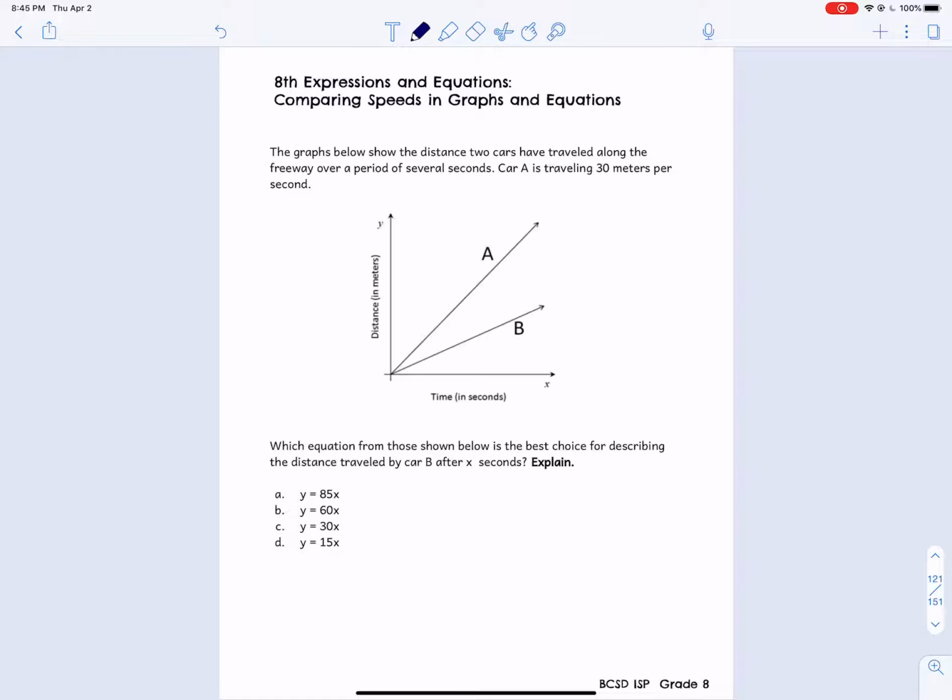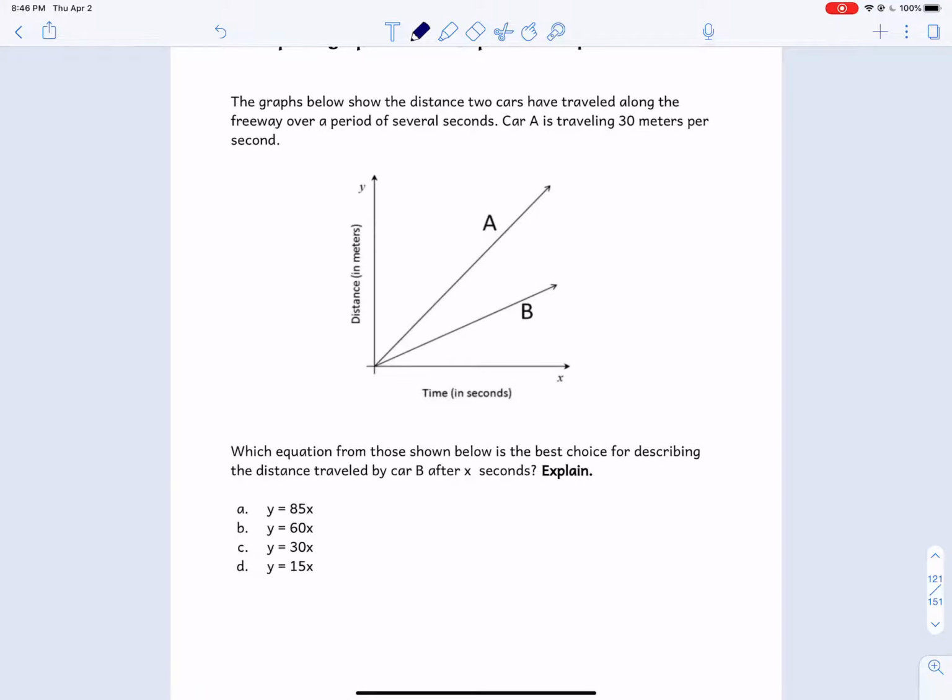It tells us that these are 2 cars traveling along the freeway. This is a metric system, otherwise we would have miles per hour. So this is in meters per second. And then the question is, which equation from these choices below is the best choice for describing the distance traveled by car B after x seconds?